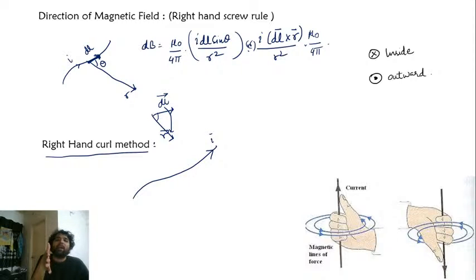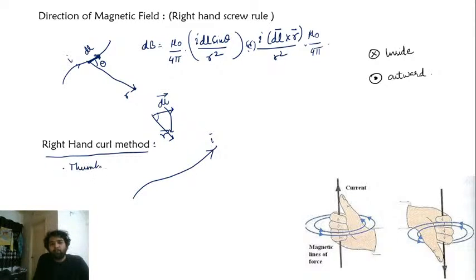Understood? So the right hand curl method states that whatever direction the hand curl is happening, what do you call curl? This is curling, this is curling. This is not, this is opening up. This is curling in. So when you put your thumb in the direction of current, whichever direction your hand is curling, that is the direction of the field.